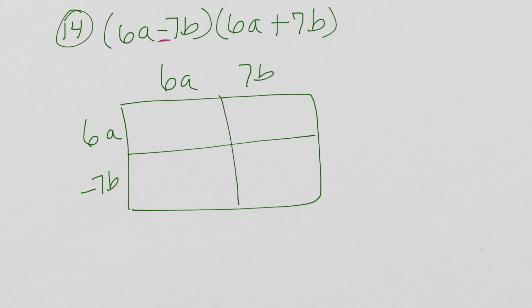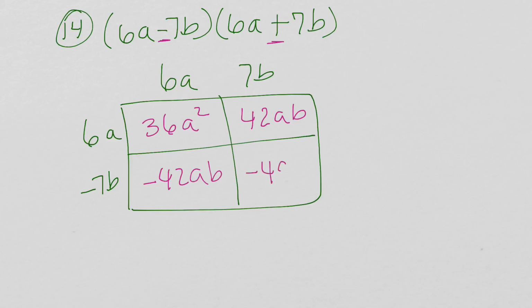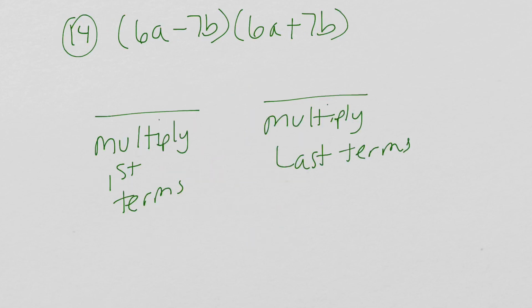Okay, again, we have a subtraction sign and an addition sign. So 6a times 6a is 36a squared. 6a times 7b is 42ab. 6a times negative 7b is negative 42ab. And negative 7b times 7b is negative 49b squared. Combine our like terms. So we're going to have 36a squared minus 49b squared because our middle terms canceled out.